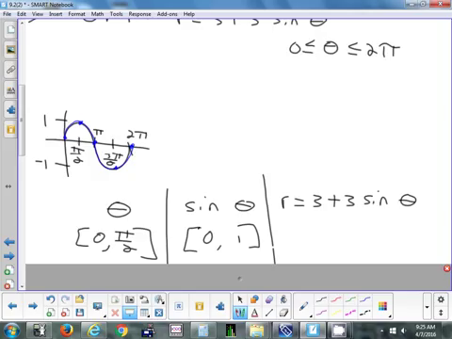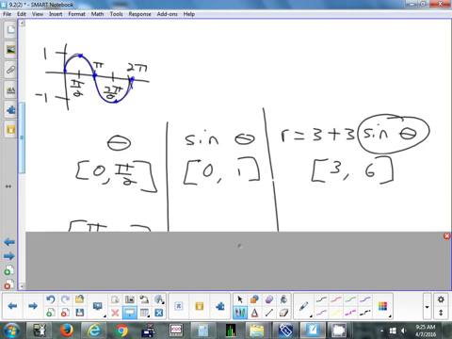Now let's figure out what's happening to my radius. Just plug each one of these numbers in for what I just circled. Okay, so if I plug in 0, what's 3 times 0? 0. Plus 3? 3. Okay, so my radius is going from 3. Now fill in 1. What's 3 times 1? 3. Plus 3? 6. So over that interval, my radius is increasing from 3 to 6. Okay, I'm not going to worry about sketching it yet, but we'll come back to that.